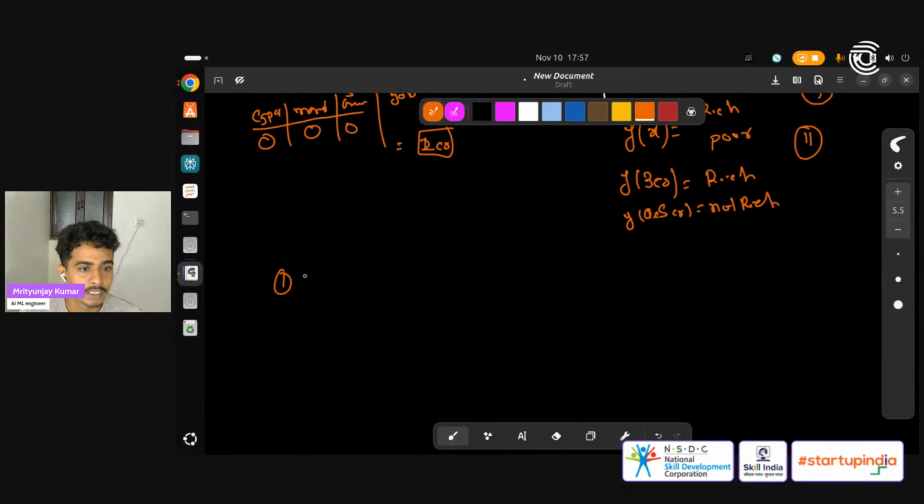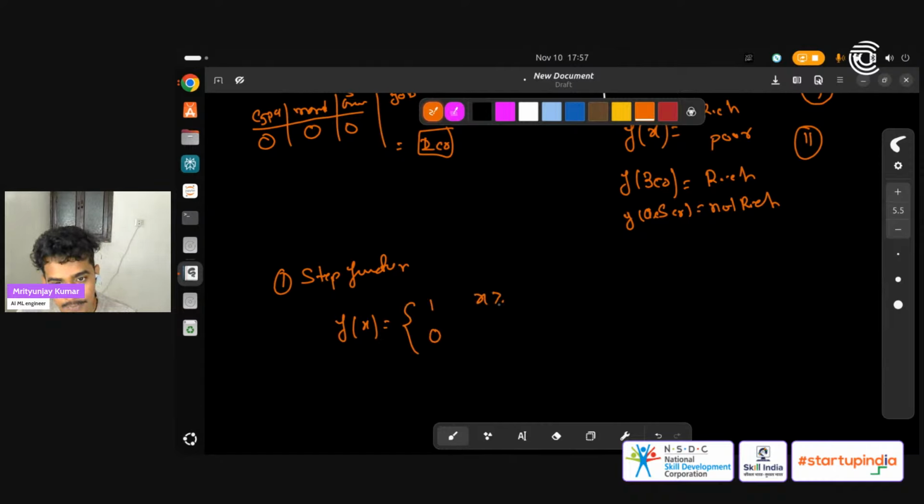Just the first one, a step function. What does a step function do? I will write f(x). You just have to draw the graph and you will understand, okay. If x is less than 0, it will come to 0. If it is greater than or equal to 0, it will come to 1. This is basically a step function.